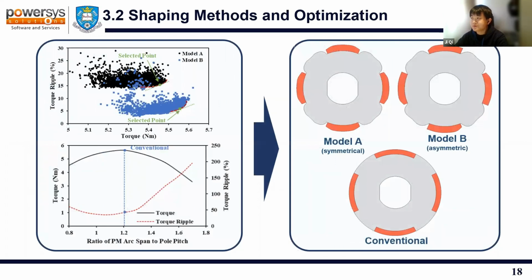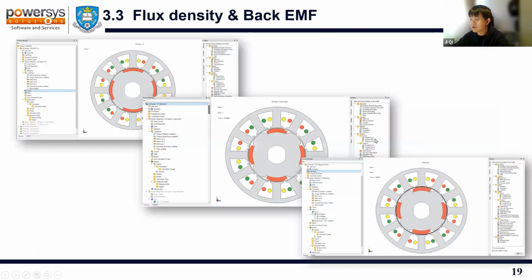Here shows the results of the optimization. The optimized model with the symmetrical pole shape, I'll call it model A in the following part. And the machine with the asymmetric pole shape, I'll call it model B in the following part. For comparison, the conventional one is also set here, which can achieve the highest average torque with this pole arc span. In the following part, there is the performance comparison for these models. And here are the models in the GMAG designer.